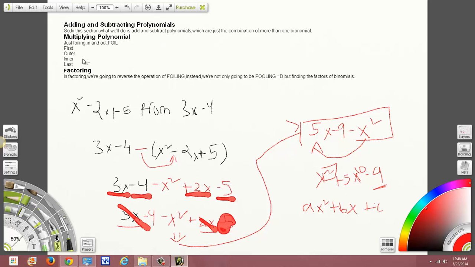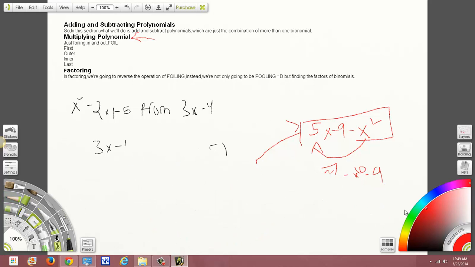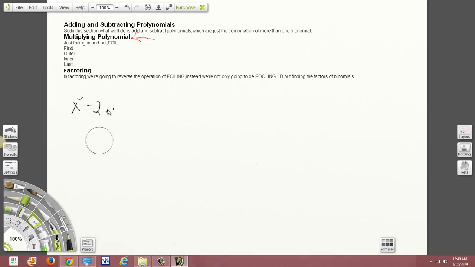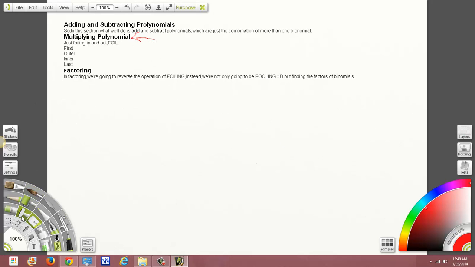Okay, so now we're going to talk about multiplying polynomials. Just for the sake of education, I'm doing this. When you multiply polynomials, you use something called the FOIL formula. You don't have to use it because I never use it myself, but it's just a mnemonic to help you understand distributing terms. So let's have an example.